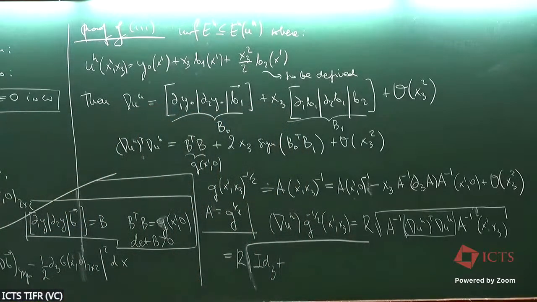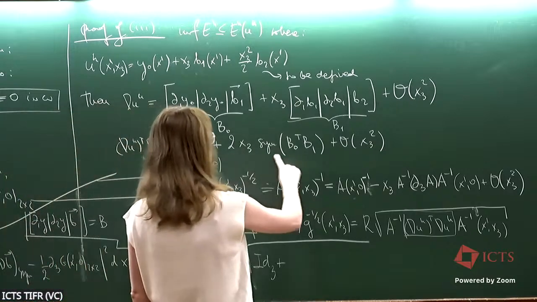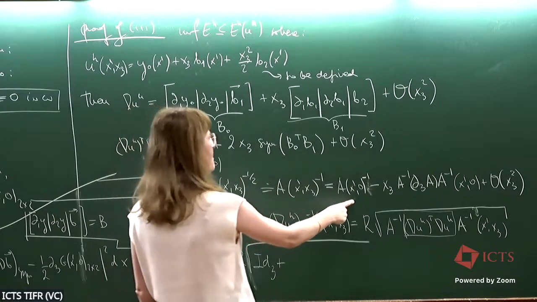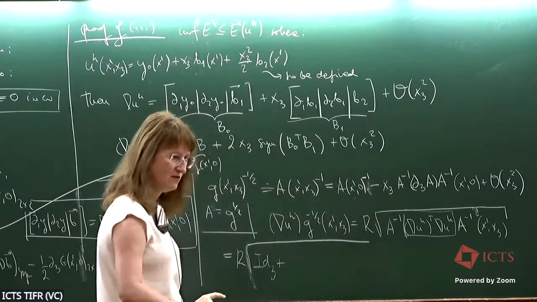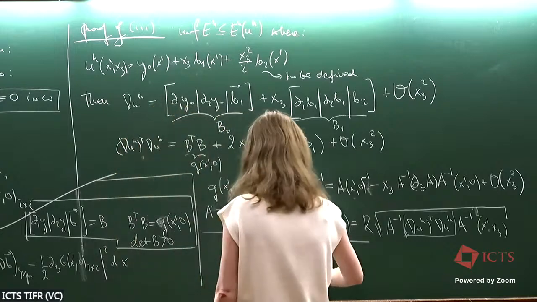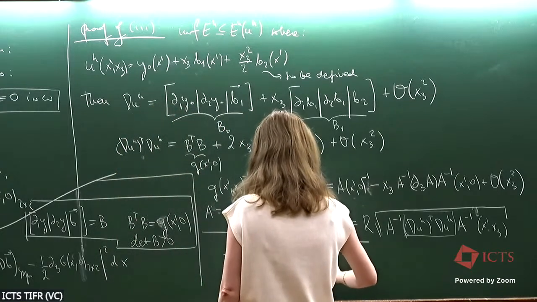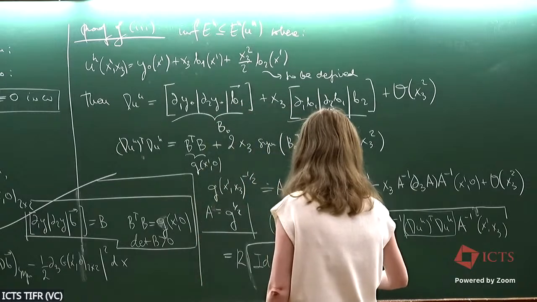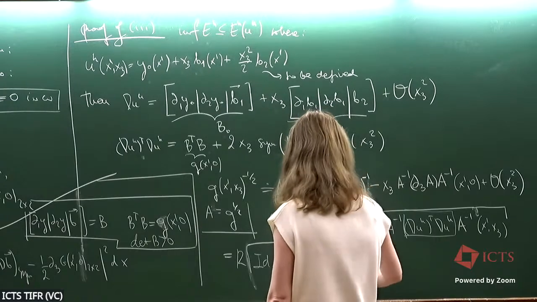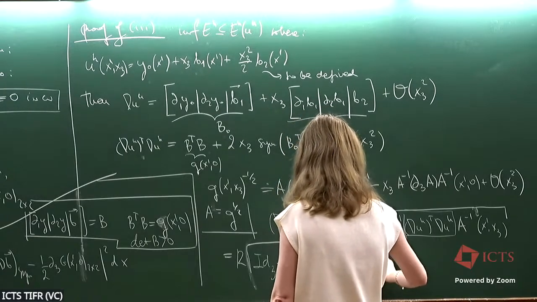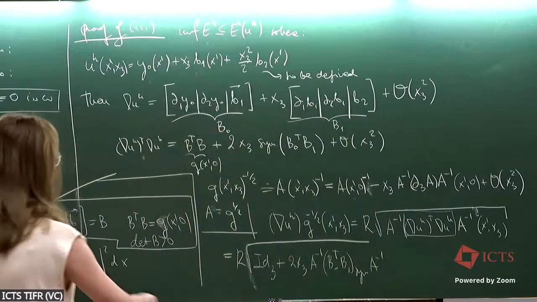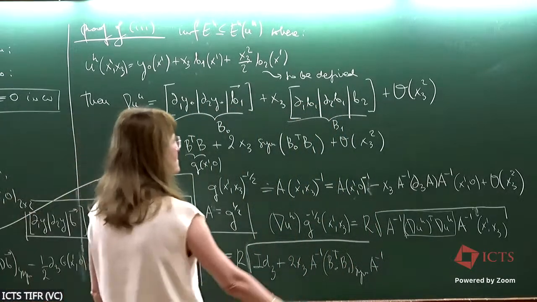How do I get terms of order x3? First and foremost, I have this expression which has 2x3 something. So from the left by A inverse, from the right by A inverse. It's 2x3, A inverse, B0 transpose B1 symmetric part. I write it like this, from the right, A inverse. Now I have to gather terms when x3 comes from here.